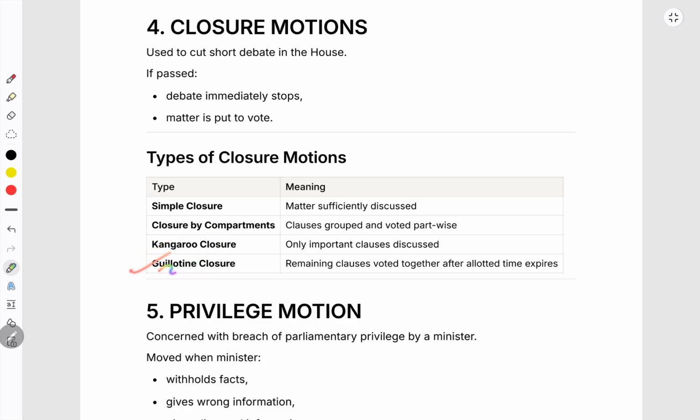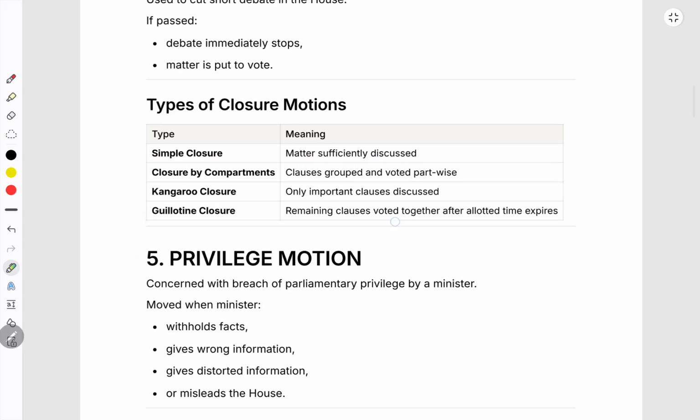Then another type of closure is guillotine closure. This is where the remaining clauses are voted together after the allotted time expires. So when the allotted time expires, whatever has been pending, the entire thing is grouped together and voted upon. So no discussion happens on the part which is left. So that is guillotine closure.